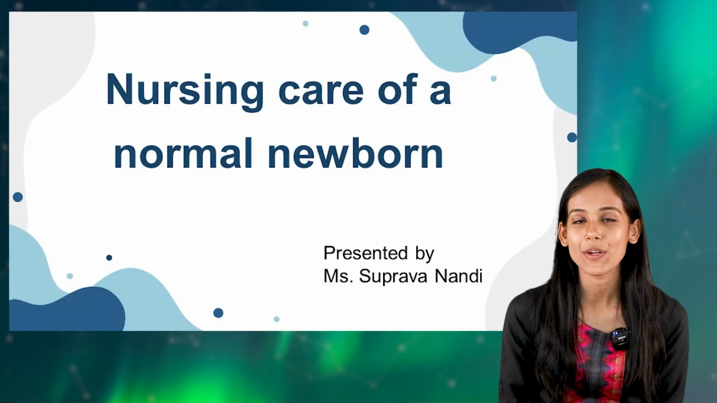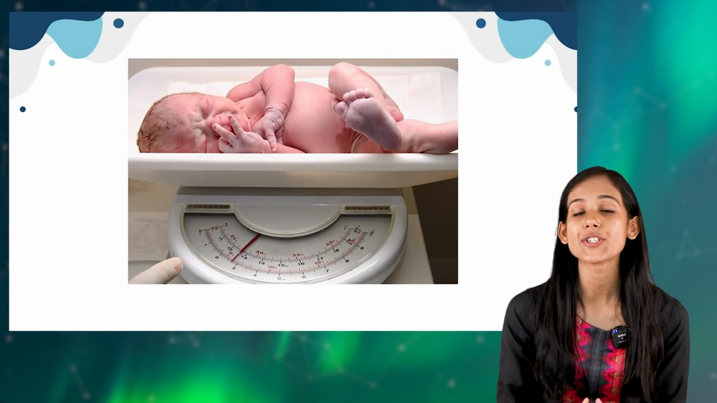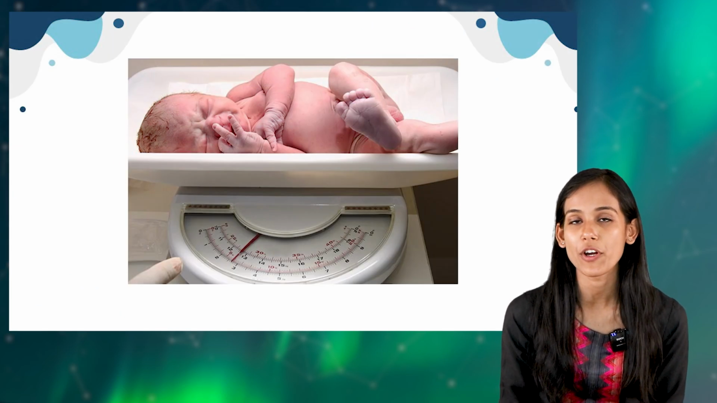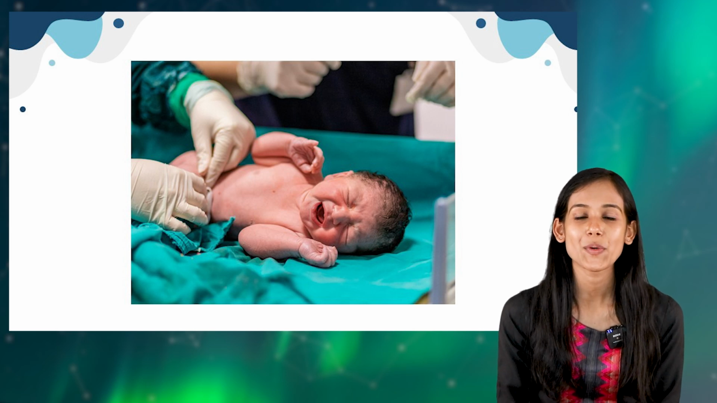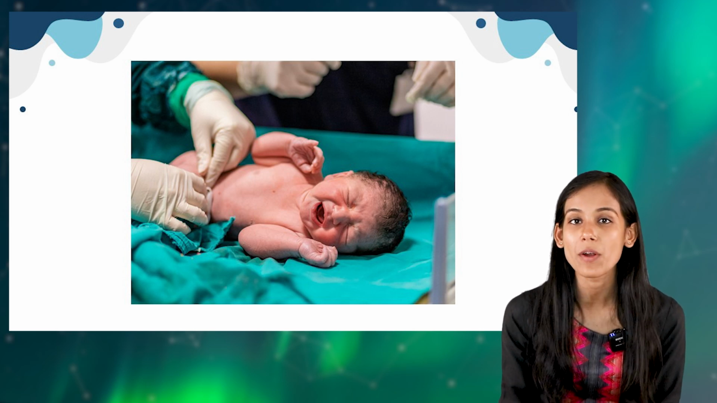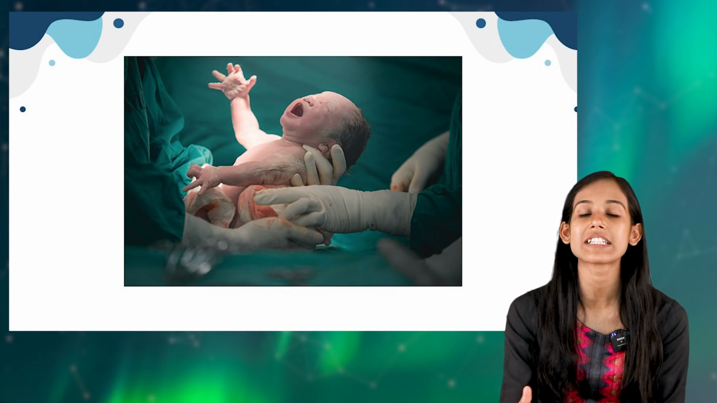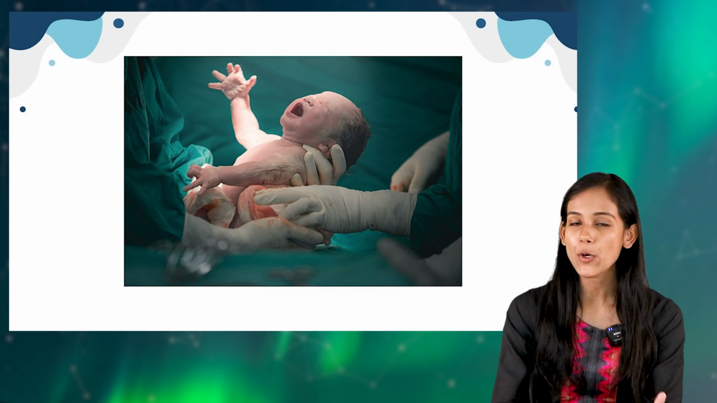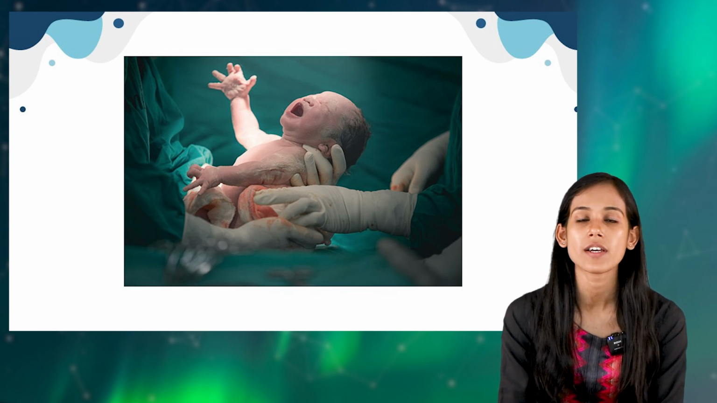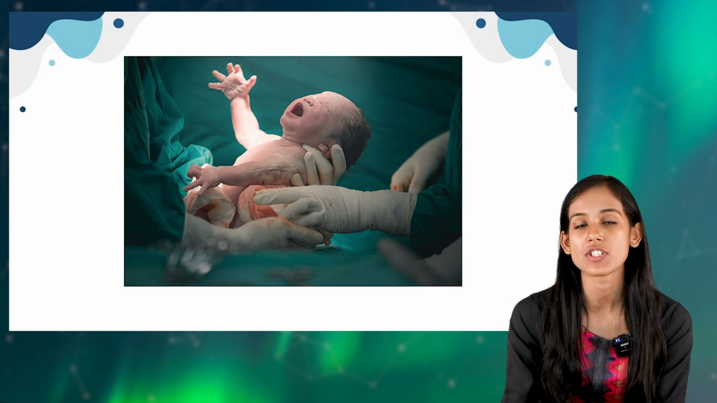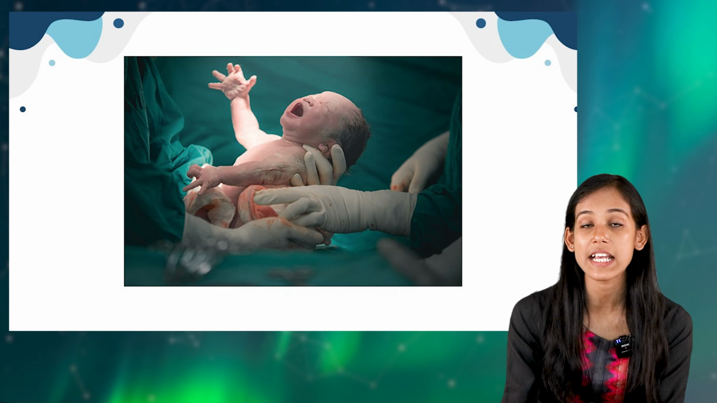In today's session, we will be learning about nursing care of a normal newborn. Now, before going to nursing care of a normal newborn, first we need to understand when we would consider a newborn as a normal newborn. The first thing is that the infant should be born between 38 to 42 weeks. I hope you are clear about the idea of preterm, postterm, and which is a term baby. Before 37 weeks we call it preterm. We are discussing a normal newborn, which means it should be between 38 to 42 weeks.